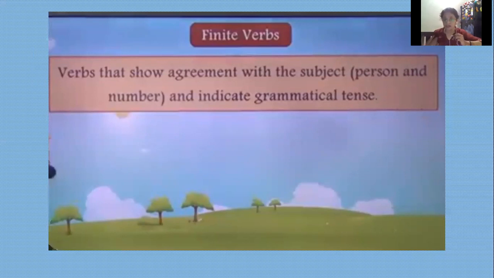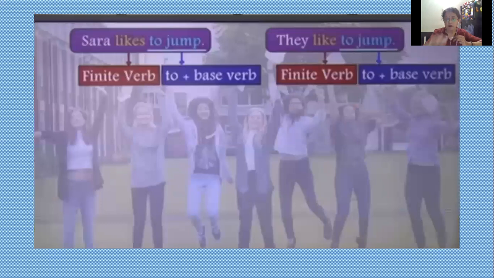I want to sing, I wanted to sing, I will sing: present, past, and future. Now next is Sarah likes to jump, they like to jump. Here, likes is the verb, because it changes according to Sarah, who is a singular subject.